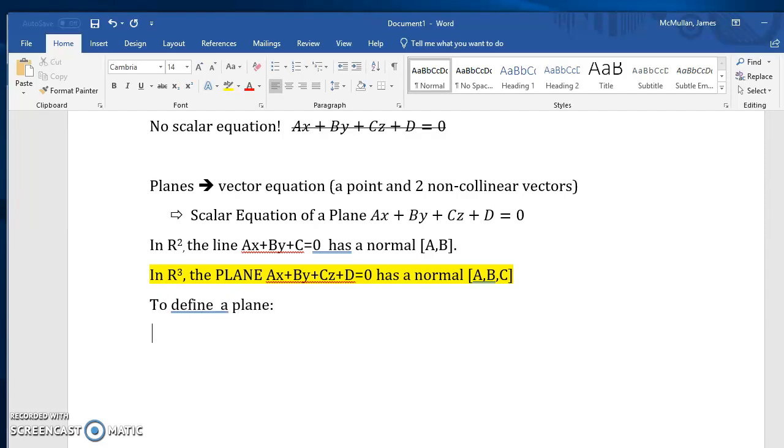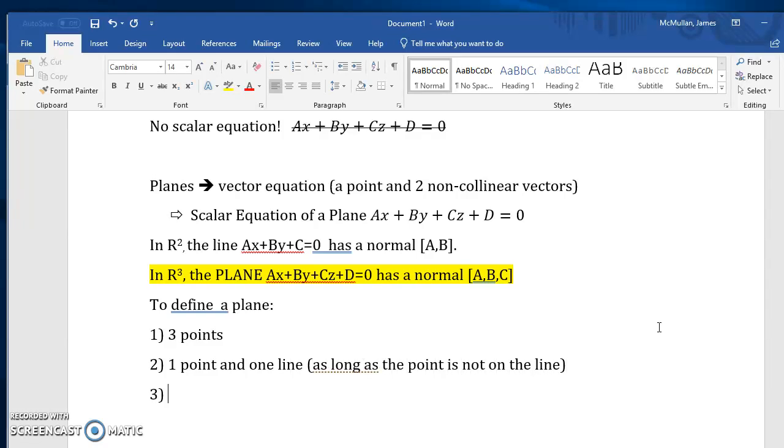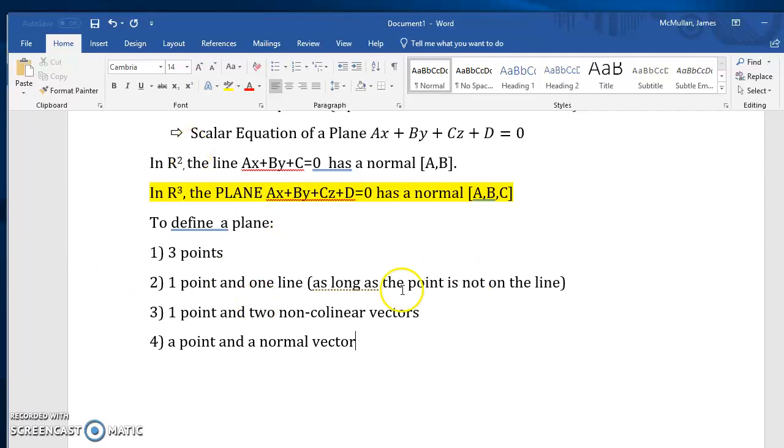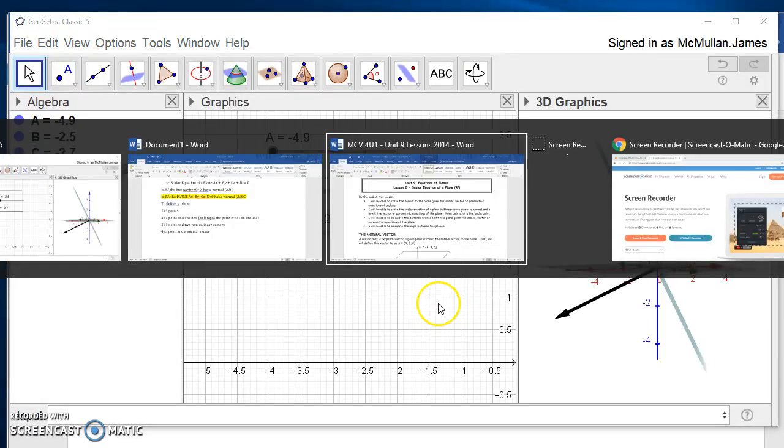The other day we came up with three ways: 1 was 3 points, 2 was 1 point and 1 line, as long as the point is not on the line, and 3 was 1 point and 2 non-collinear vectors. Okay, we came up with those 3 ways. There's now a 4th way you can define a plane, which is a point and a normal vector. And if you have a point and a normal, that's fully enough information to specify a plane.